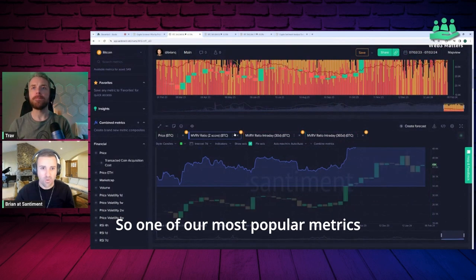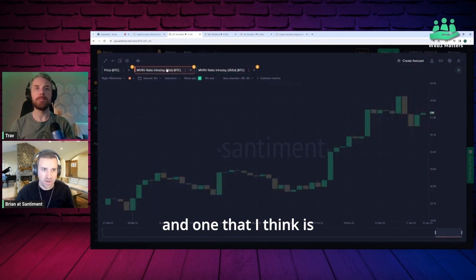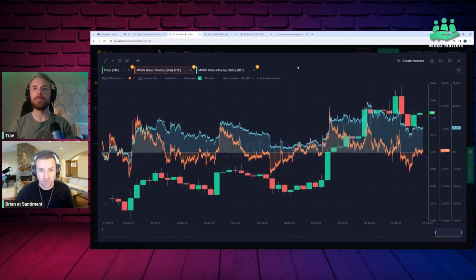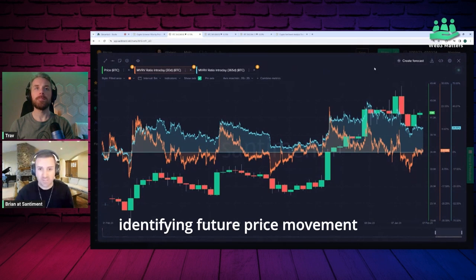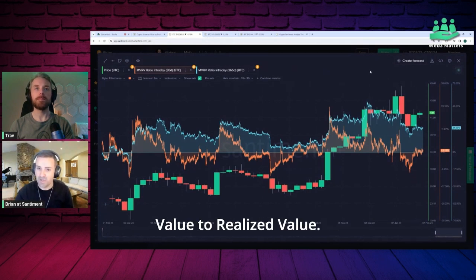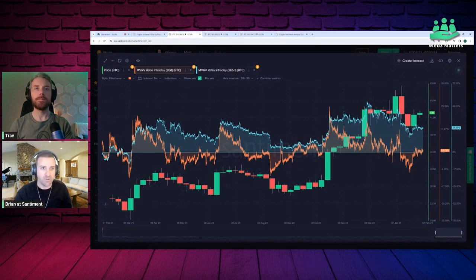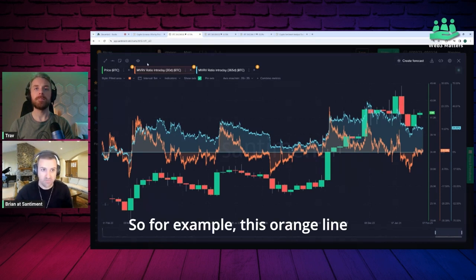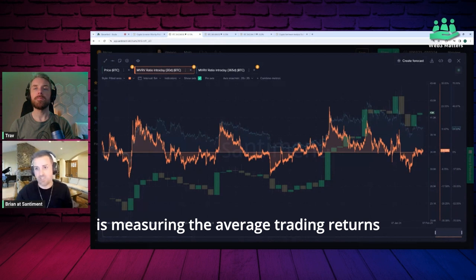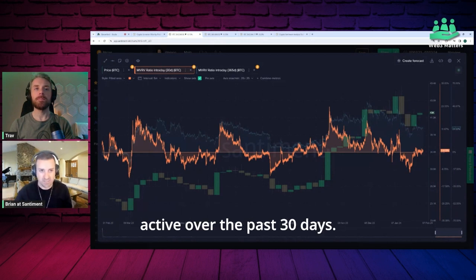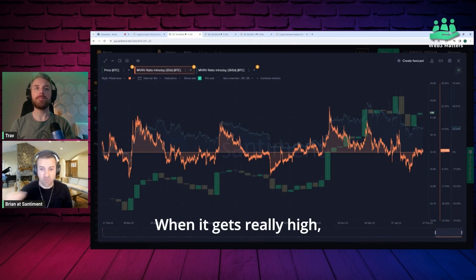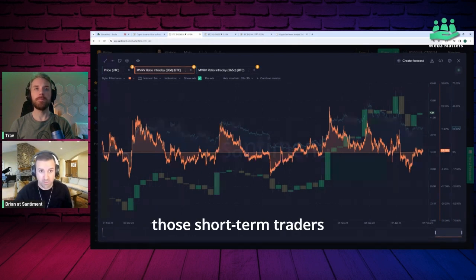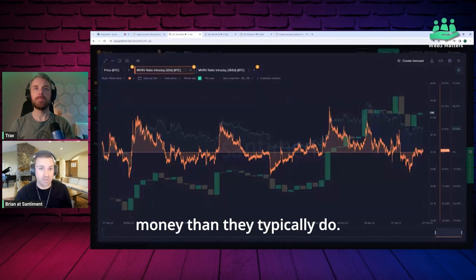Sure. So one of our most popular metrics, and one that I think is probably the most valuable when it comes to identifying future price movement, would be MVRV. This stands for market value to realized value. And what it's essentially doing is measuring the average trading returns for specific time intervals for any coin, or any address I should say, that's been active during that time. So for example, this orange line is measuring the average trading returns for any address that has been active over the past 30 days. When it gets really high, that's a signal that those short-term traders are making a lot more money than they typically do.